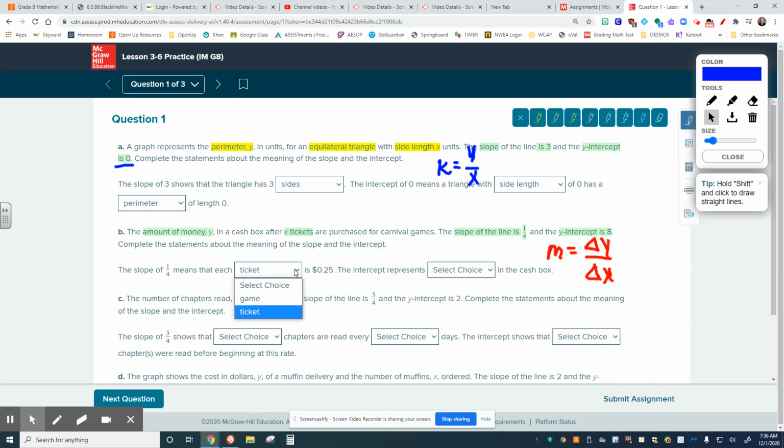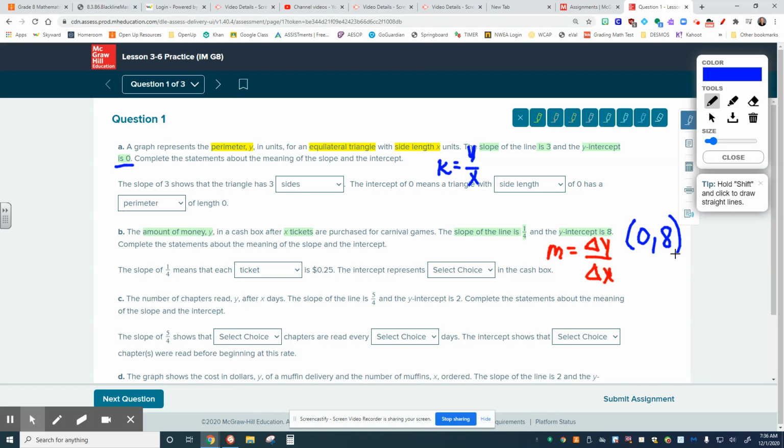Game is not mentioned really anywhere in here. It says X tickets are purchased for carnival games. We're playing games, but what we're actually looking at is what's changing is the number of tickets. The intercept represents, well, in this case, the intercept, let's look at this. The intercept represents 0, 8.